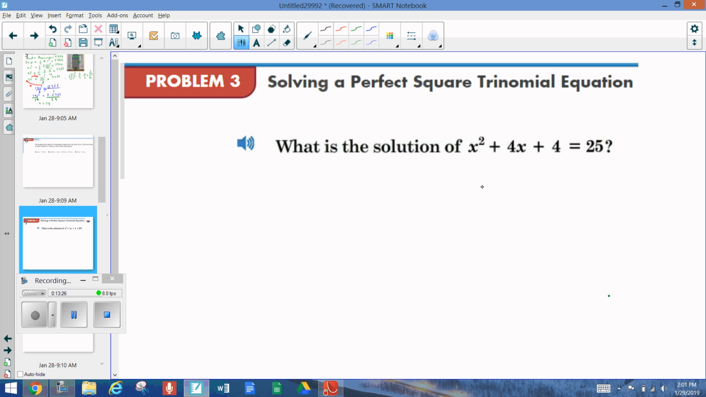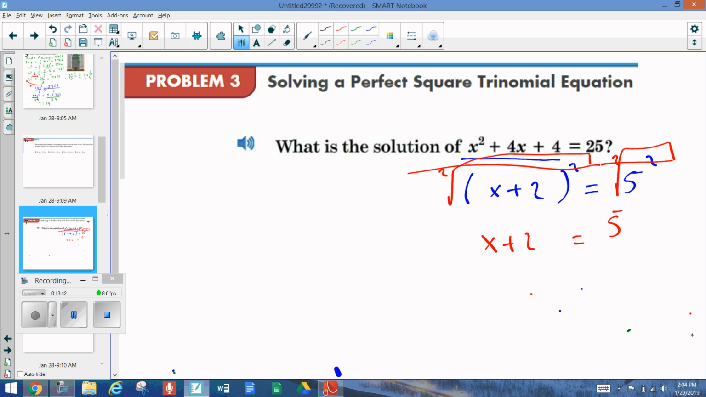Who's going to tell me fast? x plus 2 squared equals 5 squared. Does that make sense? It's going to be plus or minus 5. So then x is equal to, let's make that 2 solutions. We just need 2 solutions. The first one is going to be here.